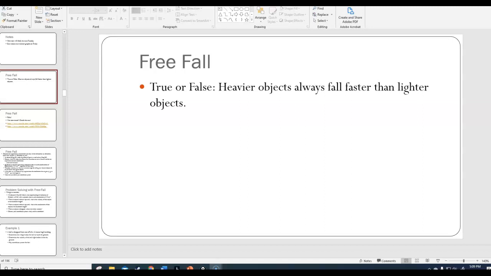Okay, so today we're moving on in our kinematics unit. And to do so, I want to pose this question to you. Is this a true or false statement? Heavier objects always fall faster than lighter objects. Okay, so I want you to pause it here and see what you think.